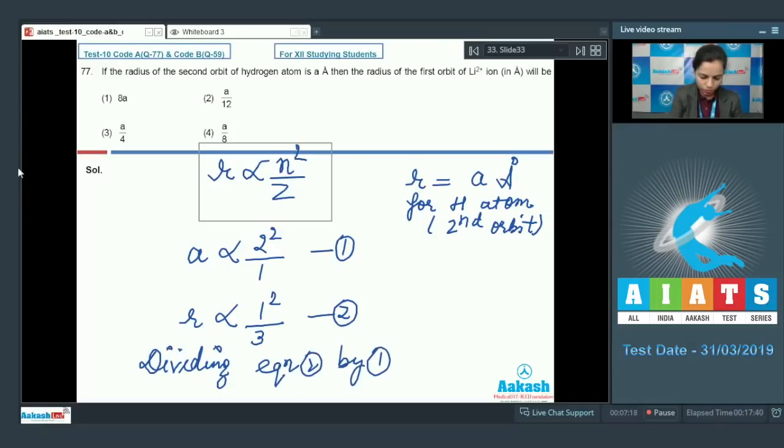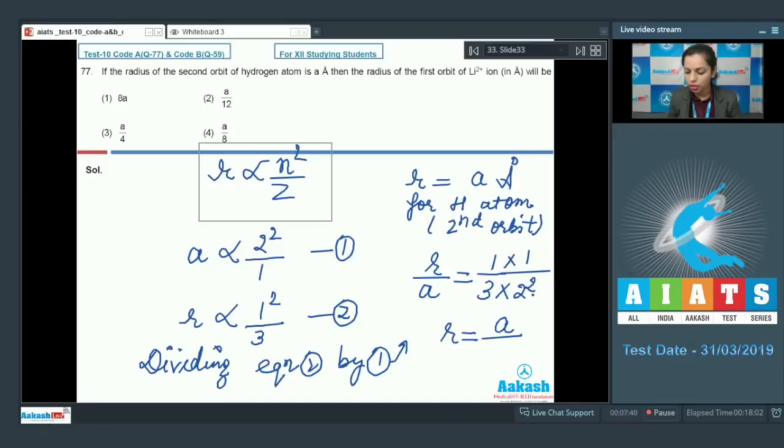What will happen? In this case, you will see that R by A is equal to 1 by 3 into 2 square by 1. So R is equal to A by 3 into 4, which is A by 12 angstrom. So in angstrom, the radius for the lithium ion for the first orbit is A by 12, which is given here in option 2. So this is your correct answer.